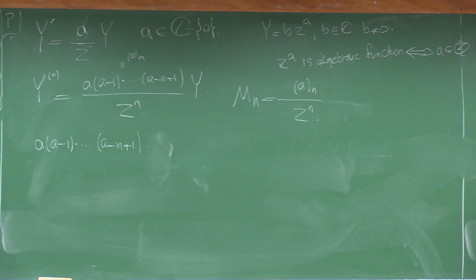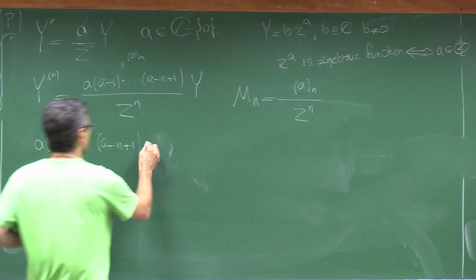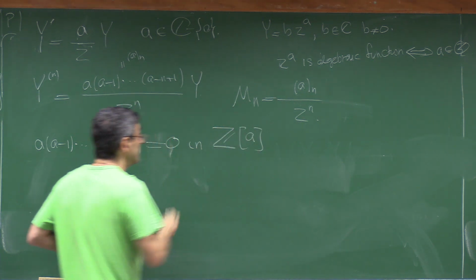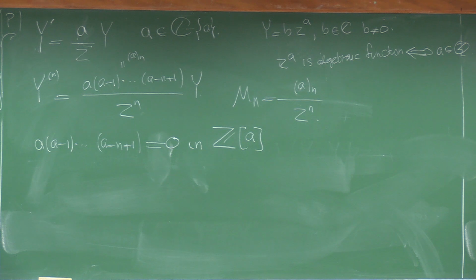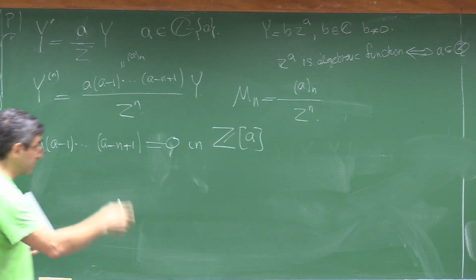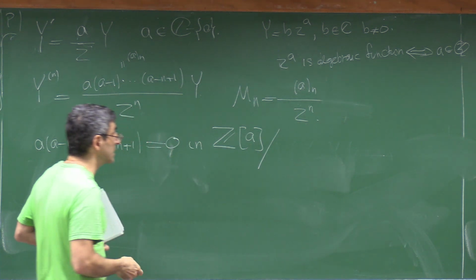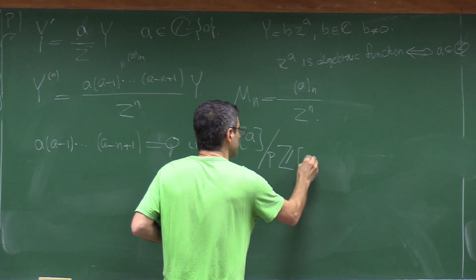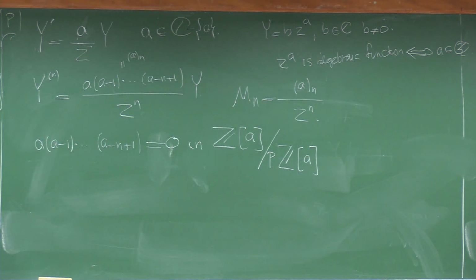What is the hypothesis that the p-curvature vanishes? It is that this is 0 in the ring, the Z-algebra generated by a. A must be algebraic, it might be a rational number, but in this case you can consider this quotient by p. So if this is 0 in this ring, then the p-curvature will be 0. I'm just analyzing the hypothesis of the p-curvature being 0.